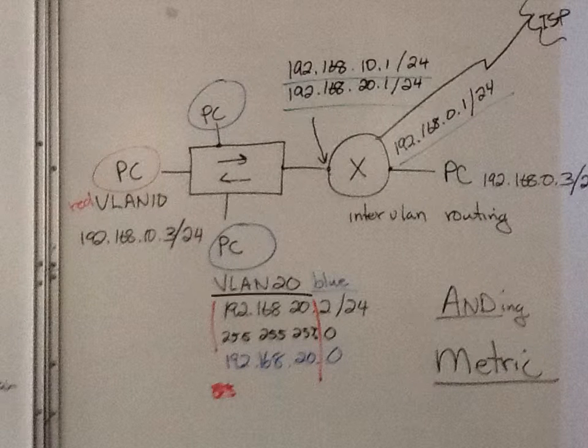InterVLAN routing. So we have a VLAN 20, a VLAN 10. We can create sub-interfaces at this point right here, one for one of the networks and one for the other. If you notice, this VLAN, VLAN 10, 10 in the address, 10 up here. The blue VLAN, this PC, 20 in the address, 20 right there.